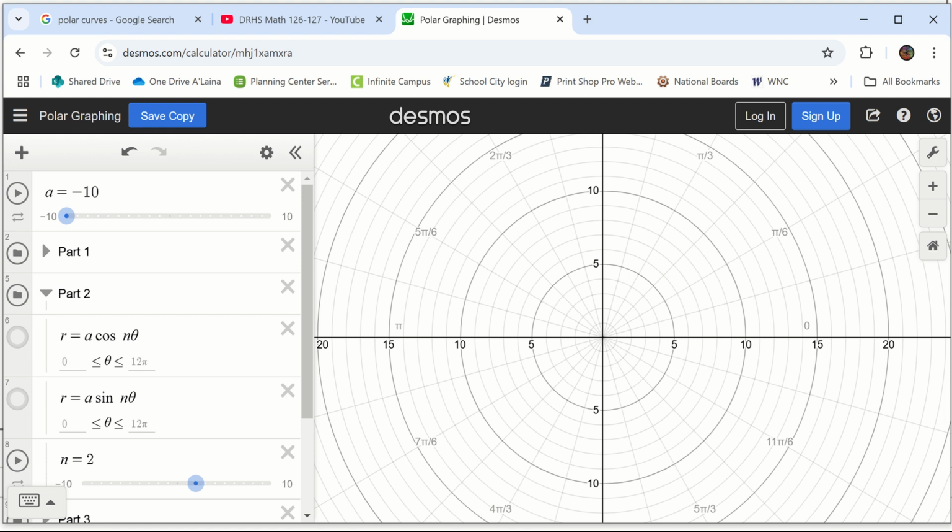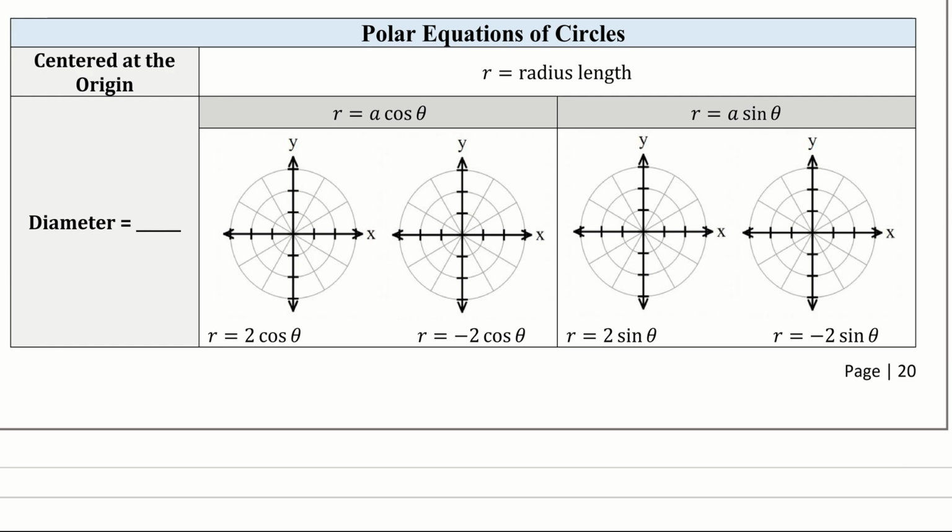But let me just go back to the notes. So I'm going to fill this out. These are all circles. And so if we see r equals a cosine theta, that's a circle. And it's along the x-axis. And a is going to give us the diameter of the circle.